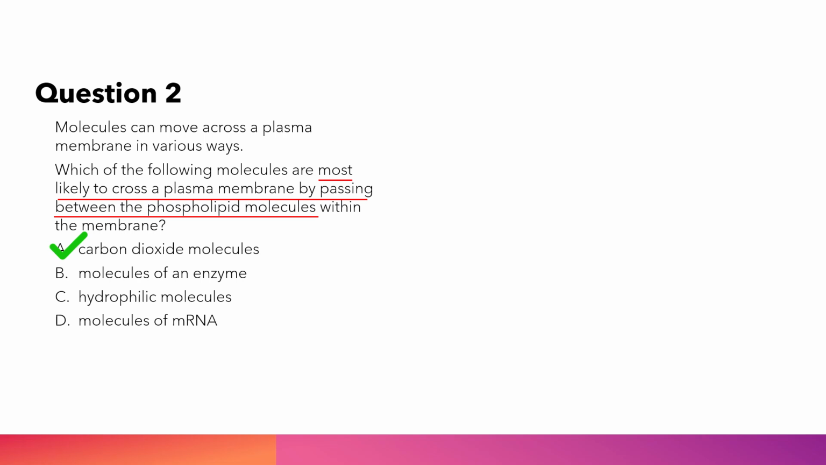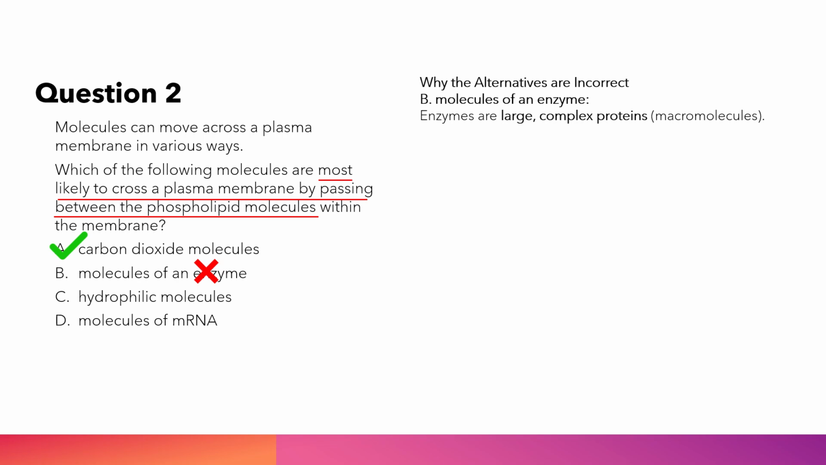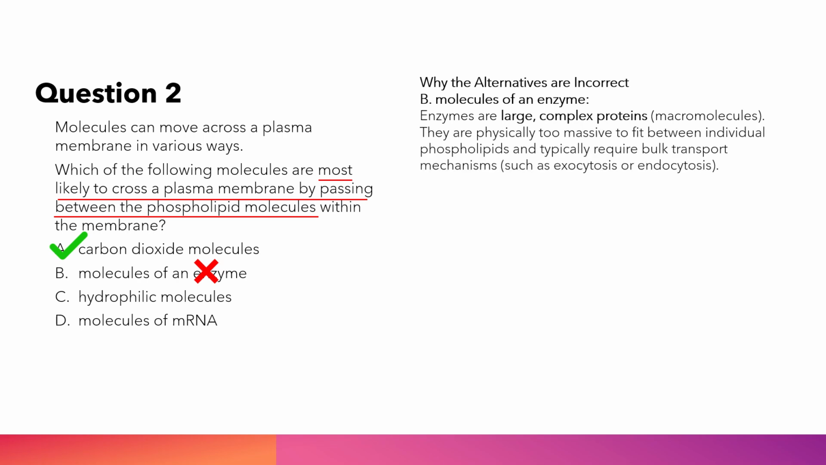Why the alternatives are incorrect? B. Molecules of an enzyme. Enzymes are large, complex proteins, macromolecules. They are physically too massive to fit between individual phospholipids and typically require bulk transport mechanisms, such as exocytosis or endocytosis.